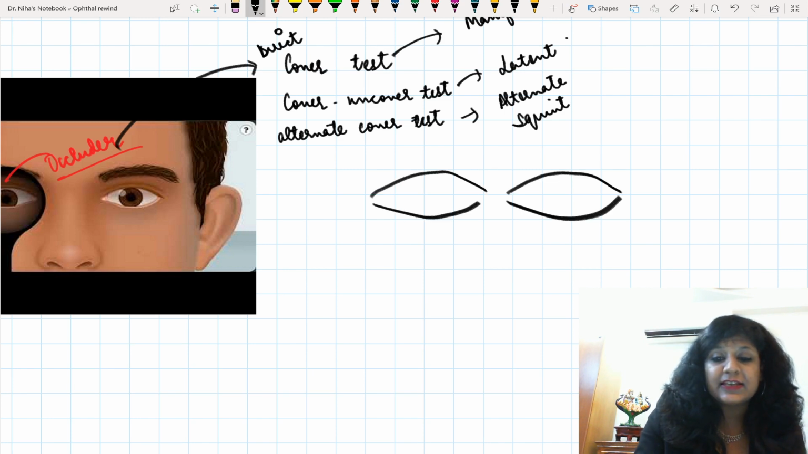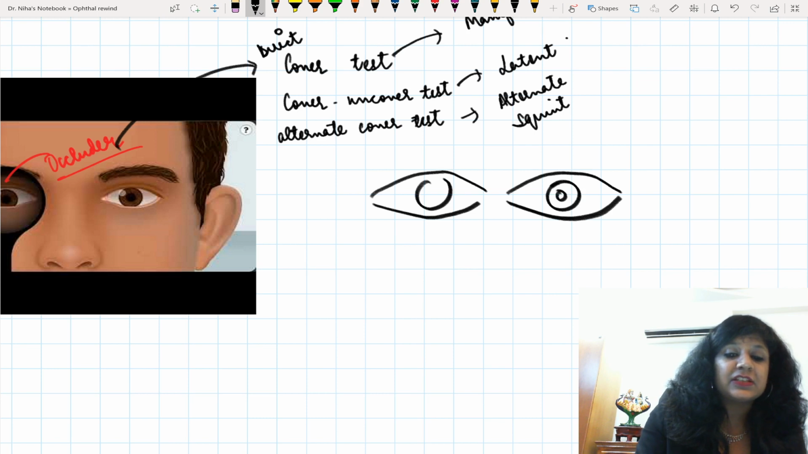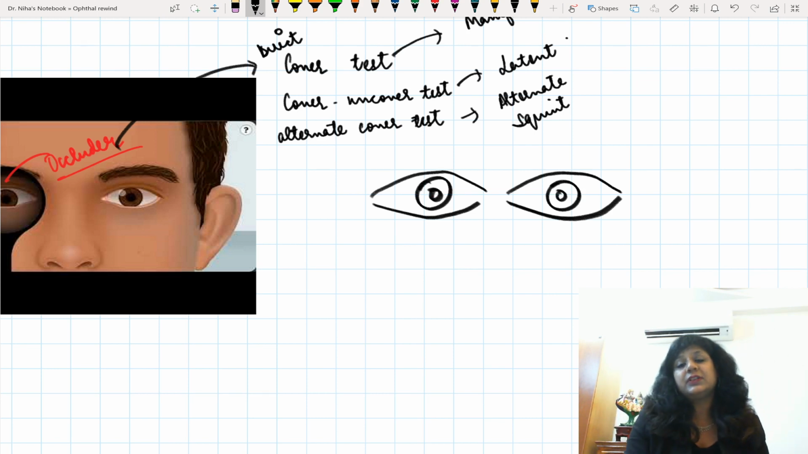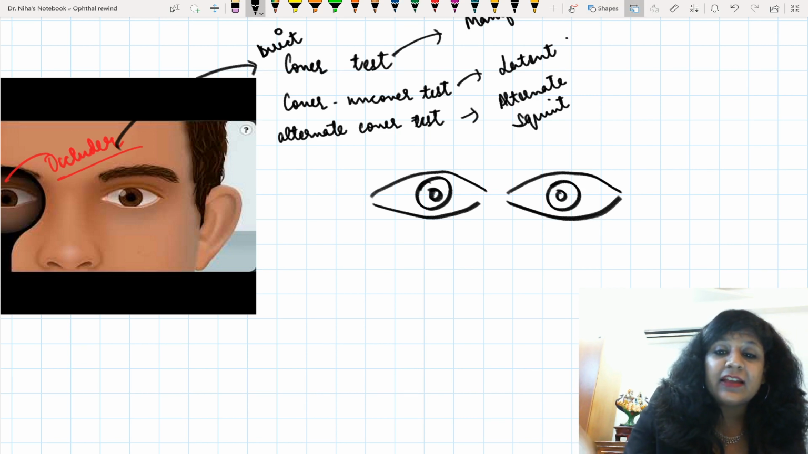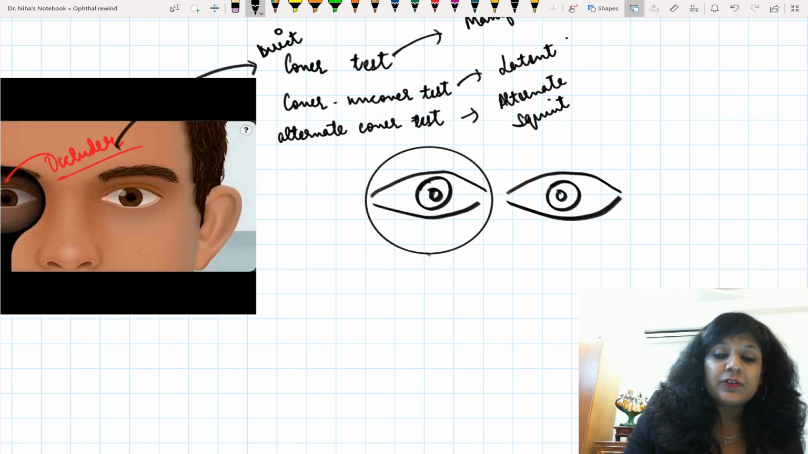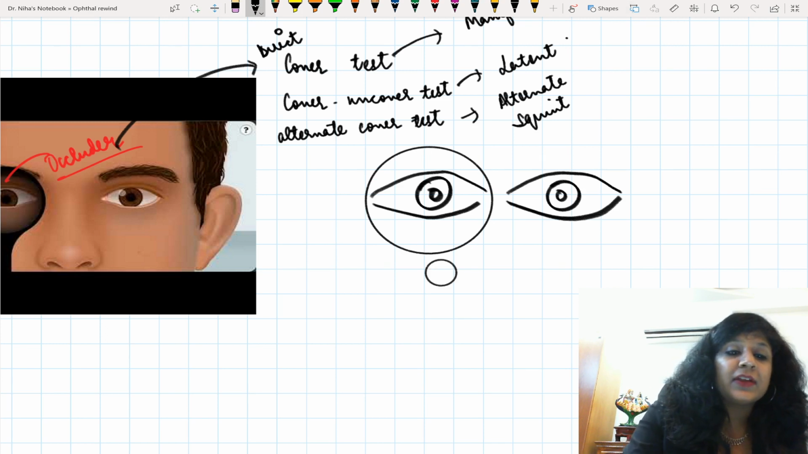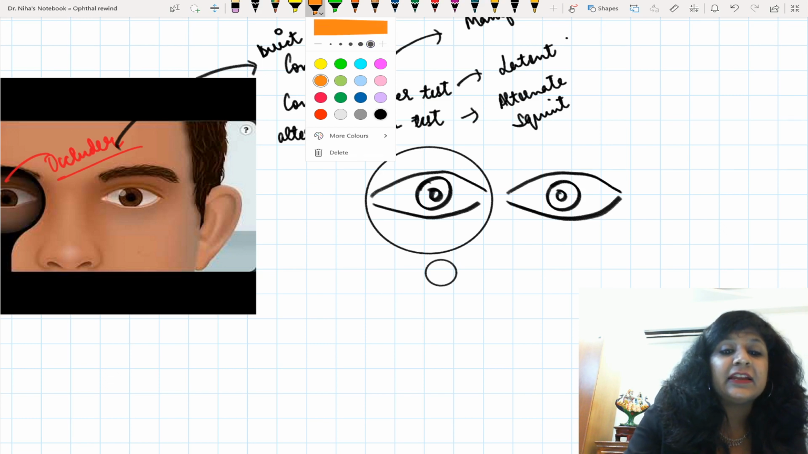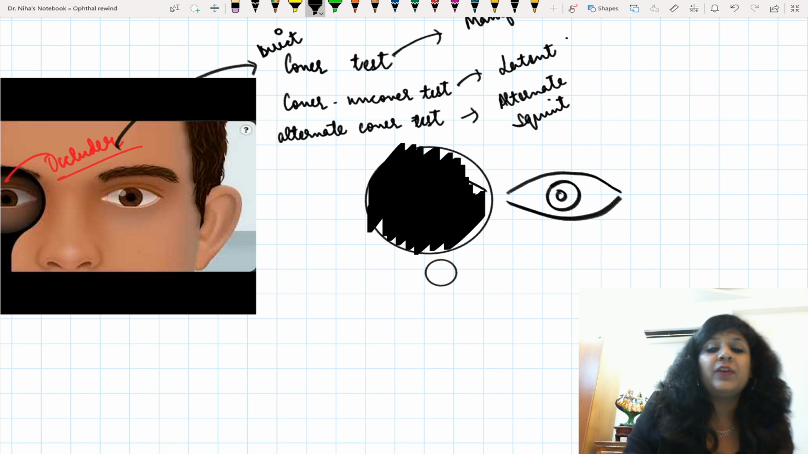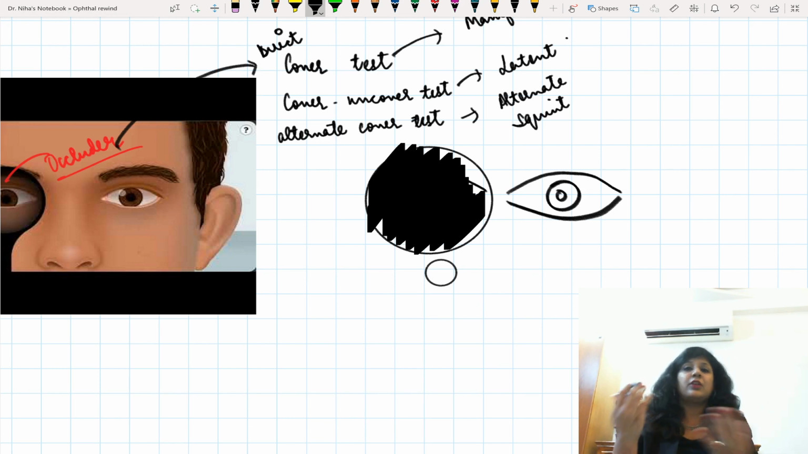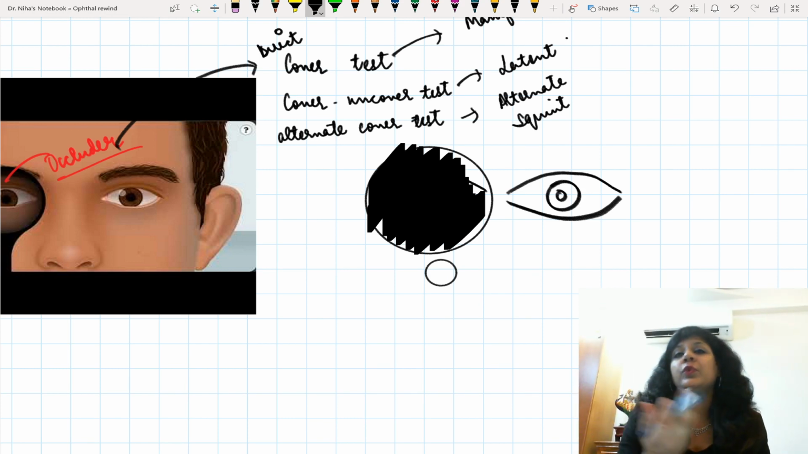You cannot see any squint, but we suspect a squint in the person. So how can you do this cover uncover test? In that case, we will cover one eye. Mostly you people ask one question: how will we come to know which eye to cover? Obviously in cases of latent squint, we do not know which eye to cover because neither eye is showing the squint, so you have to do it one by one.